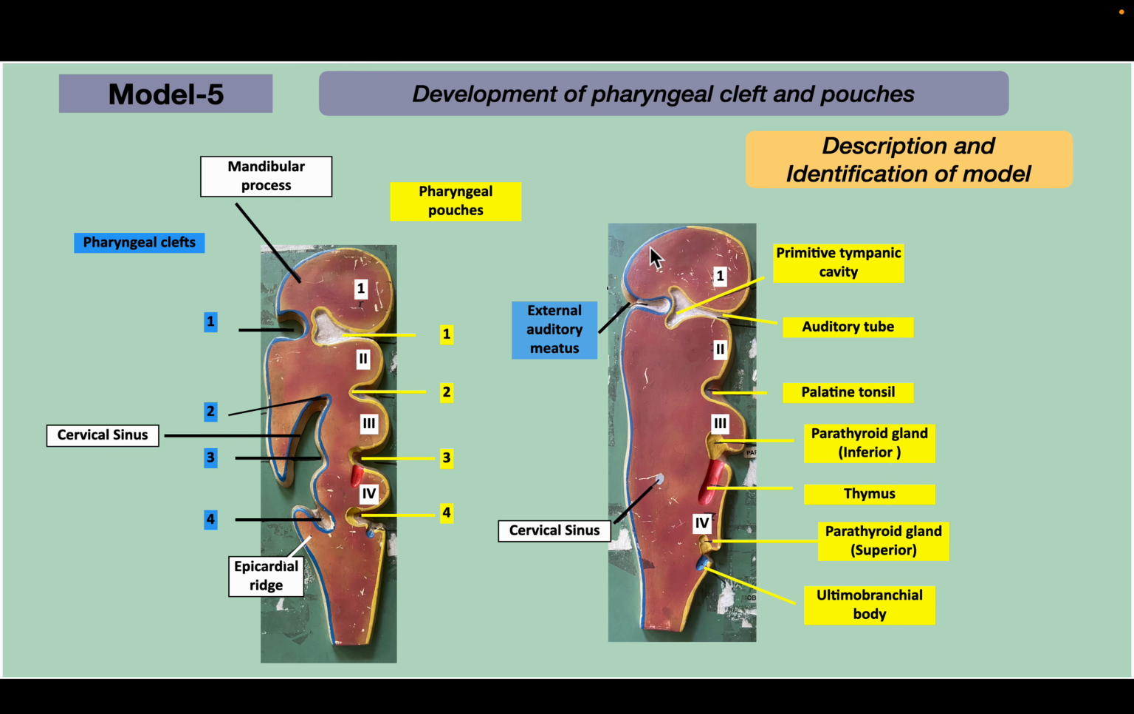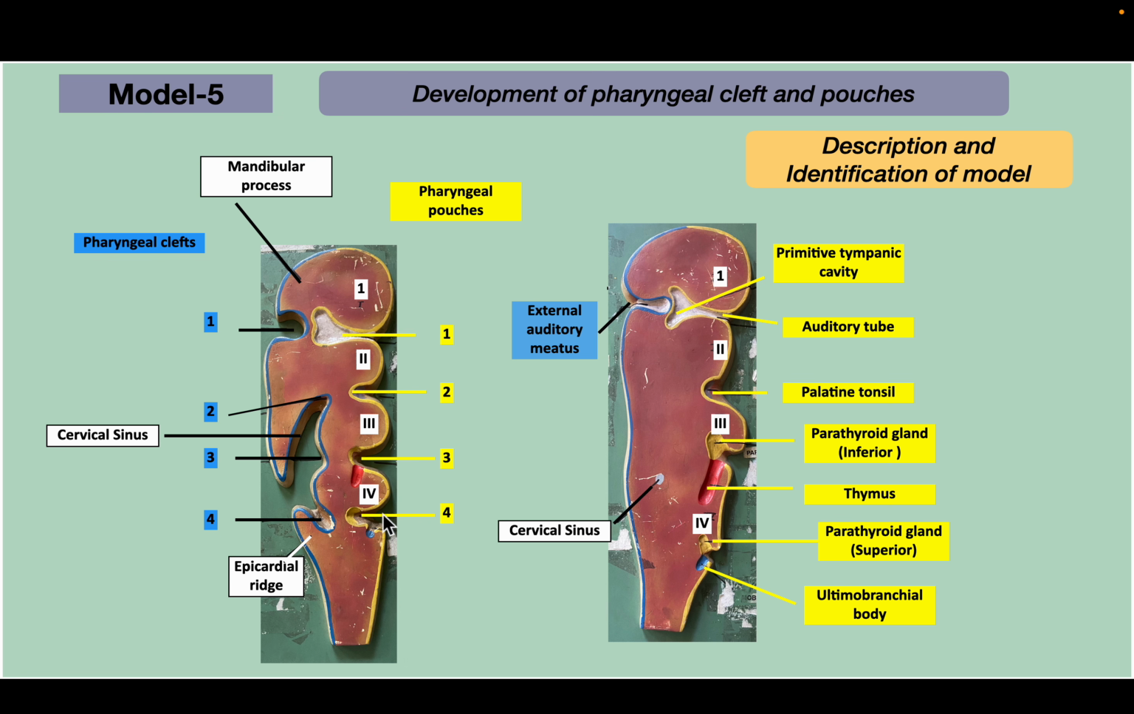Coming to this model, which is showing the development of pharyngeal clefts and pouches. On this side the clefts are shown, on this side the pouches are shown, yellow colored. So first, second, third and fourth. This white color 1, 2, 3, 4, these are the pharyngeal arches. This blue color structure, these are the clefts. Now this first arch is giving the mandibular process, then epicardial ridge is visible. So this is on this side.